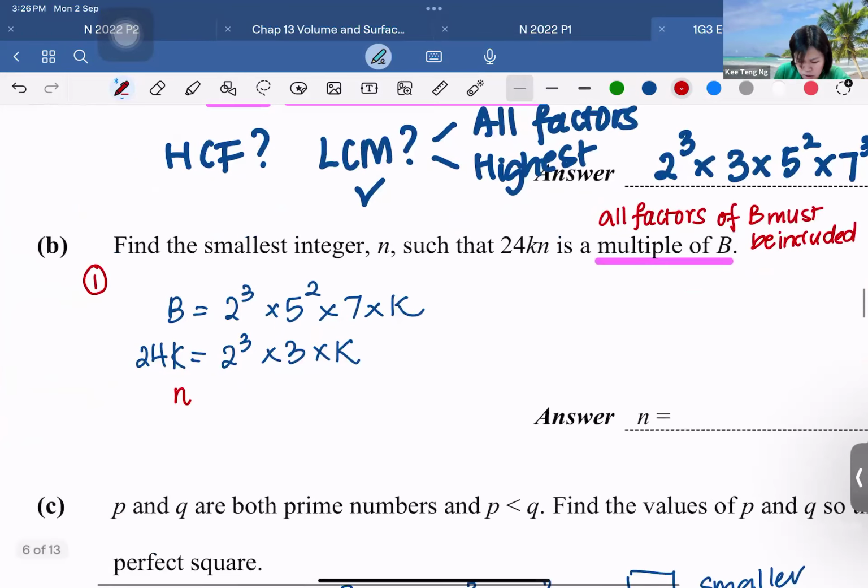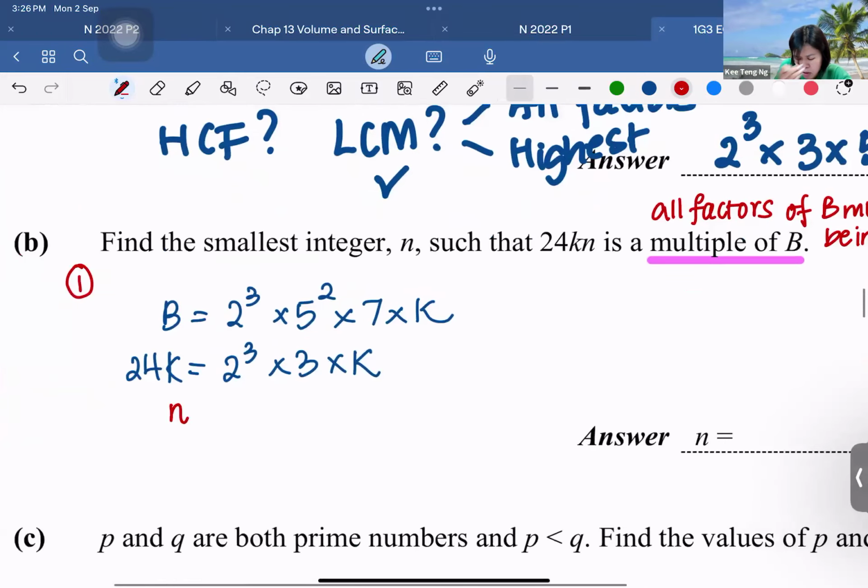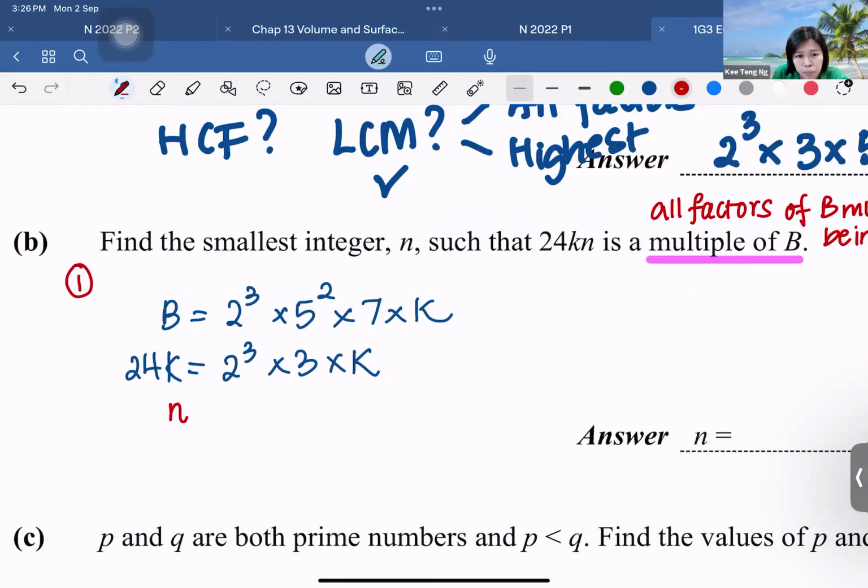Then there's a K, right? So all factors of B must be included. Let's go through one by one. B has 2 cubed. Does 24K already have 2 cubed inside? Yes, right? So 2 cubed is already taken care of.